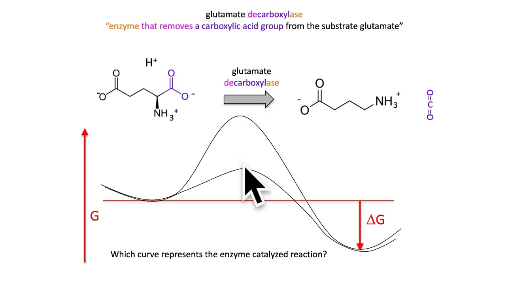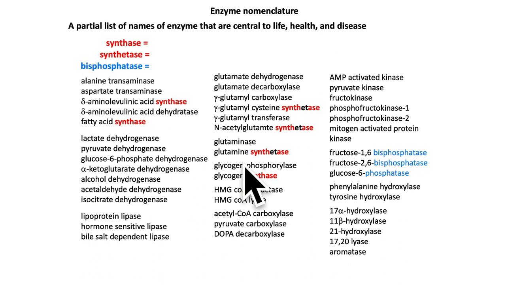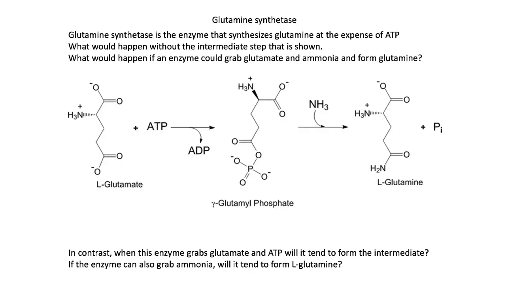Now I want to look at a slightly different type of enzyme nomenclature. The same rules are followed. We have a synthase and a synthetase. At this point, I want to be very clear because there's a little bit of difference in the nomenclature. Normally so far, the first part of an enzyme name was the substrate and the second part the verb. Now, glutamine synthetase, glutamine is not the substrate, rather it's the product.